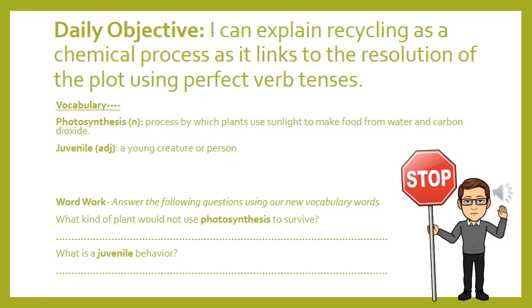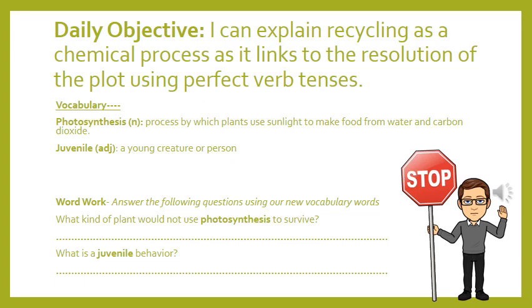Our daily objective for the day: I can explain recycling as a chemical process as it links to the resolution of the plot using perfect verb tenses. So we're going to practice a little bit of verb tenses today. And we're going to talk about recycling as a chemical process. So that might not surprise a lot of you. We put our plastic bottles in the plastic recycling bin, and then that plastic is eventually changed chemically into a new substance. We're going to talk about other chemical processes or chemical changes that we could also count as recycling that you might not think about on a daily basis.